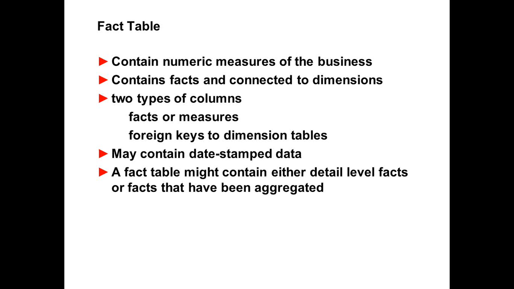A fact table might contain either detail level facts or facts that have been aggregated. So both kinds of data can be available in the fact table: detail level or aggregated values. Say here I have an employee table, which has the employee ID, and in that employee table it has the department ID as well. Now the department table will contain the department ID.